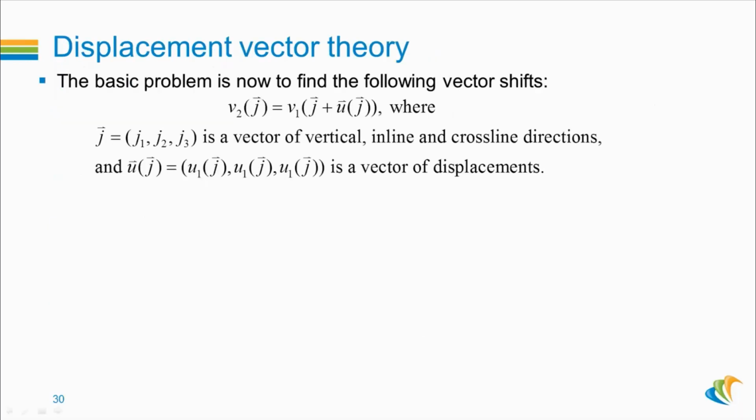So here's the problem. Now we want vector shifts. We'll call them J1, J2, and J3 using the terminology that Dave Hale used in his paper, where J1 is vertical time or depth shifts, J2 is the inline shifts, and J3 are the crossline shifts or directions. And then U of J, there's a slight typo there, I should have corrected it. That should say U1 of J, U2 of J, and U3 of J is a vector of displacements.